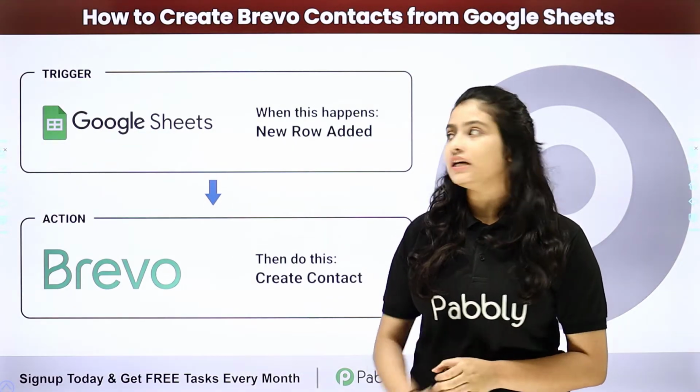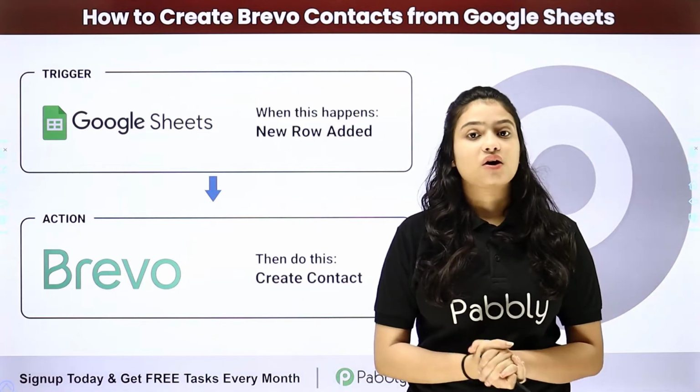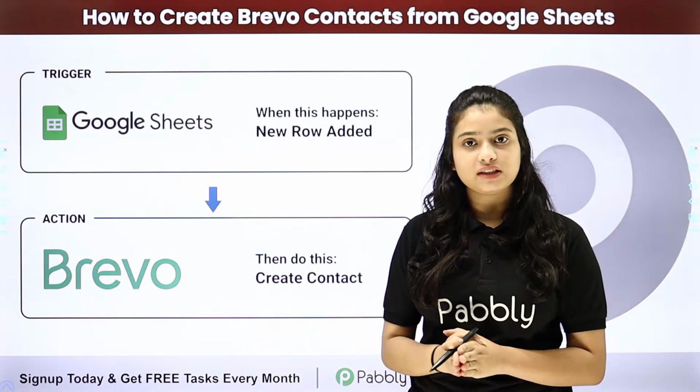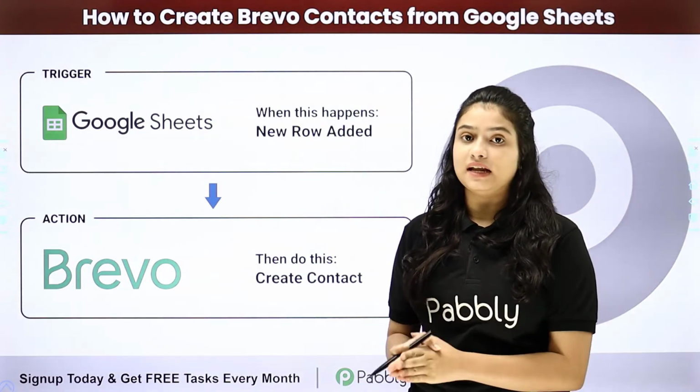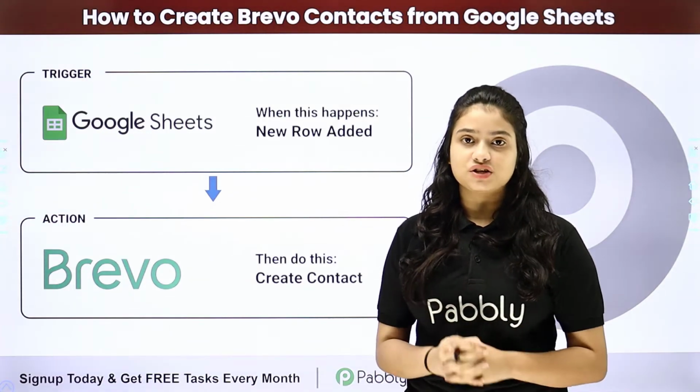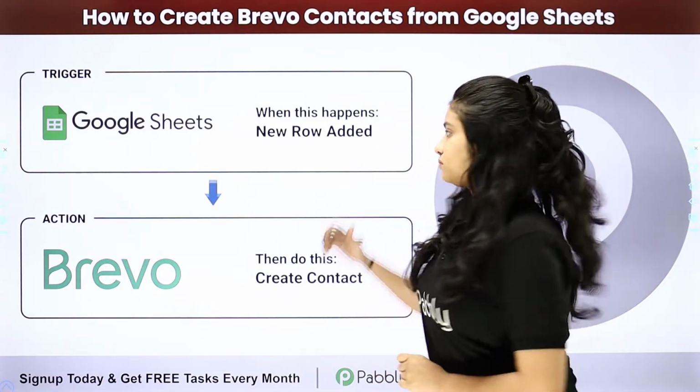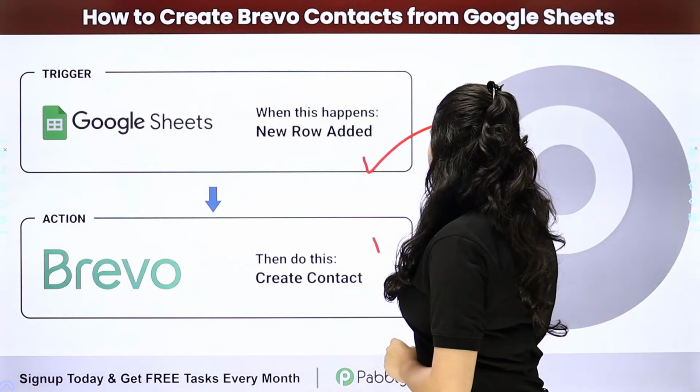For that you will have to integrate your Google Sheets with Brevo, and because they do not have any kind of native integration between them, we are going to use Pabbly Connect, which is an amazing automation and integration software. Now what we are going to do, we have Google Sheets in our trigger and Brevo in our action.